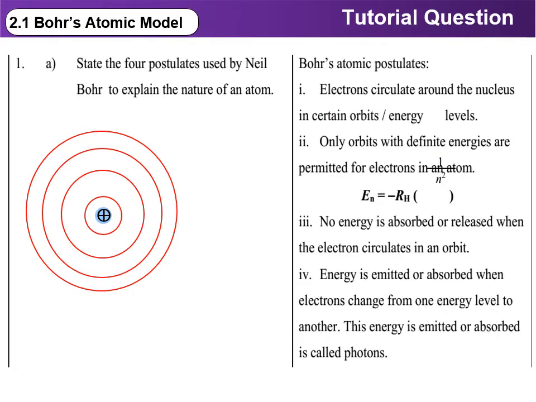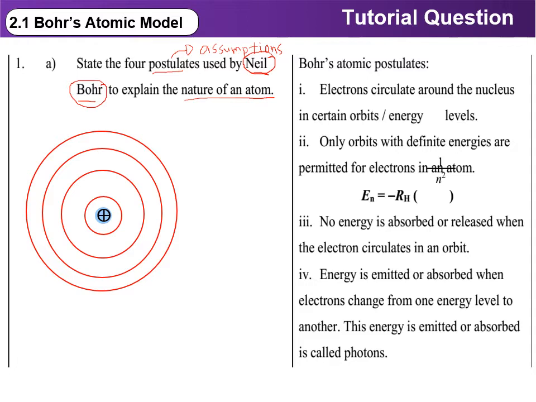Okay, let's start with tutorial question number 1. State the four postulates used by Bohr to explain the nature of an atom. So I believe that you heard Bohr before, especially during your time in Form 4, while postulate is another new term for you. A general, easy to understand term for postulate can be considered as assumption. In Bahasa, we call it anggapan. However, this assumption will be more scientific based if we use the term postulate.